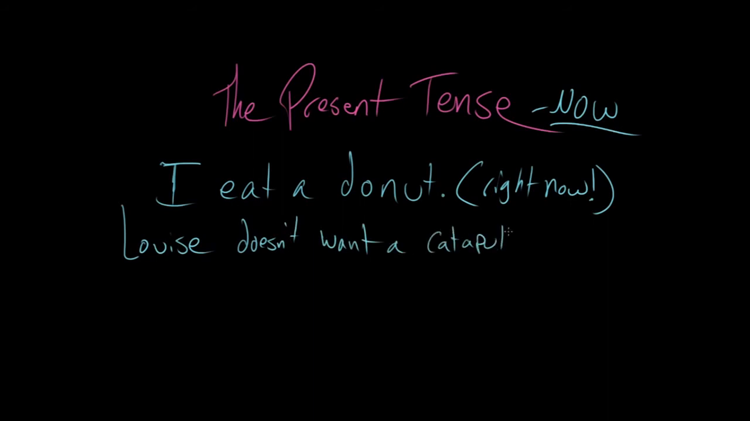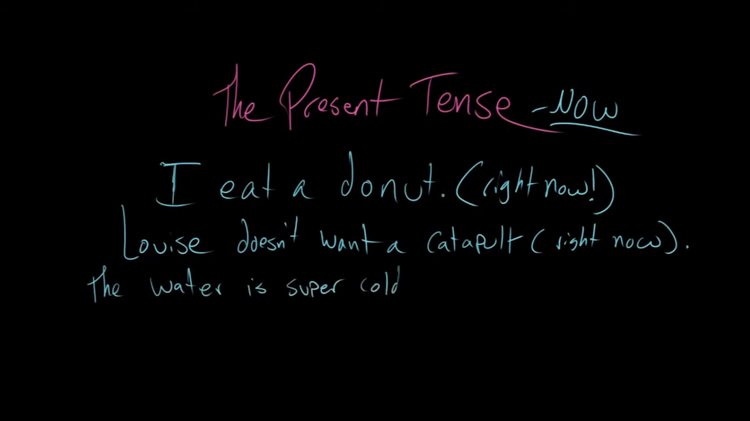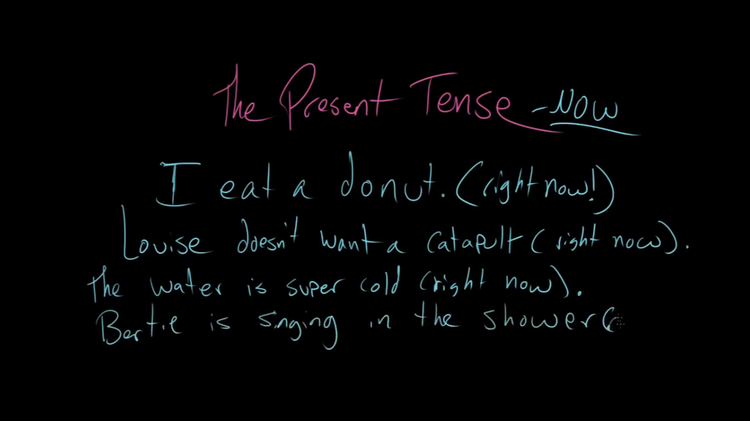Louise doesn't want a catapult right now. The water is super cold right now. Bertie is singing in the shower right now. All of these sentences are taking place in what we call the present. There are a couple of ways to form the present tense, and I've demonstrated two of them here. So we can say eat, or doesn't, or is, but we can also say is singing. So when you generally have something that has is and ing in it, it means it's happening right now. It's happening in the present tense.